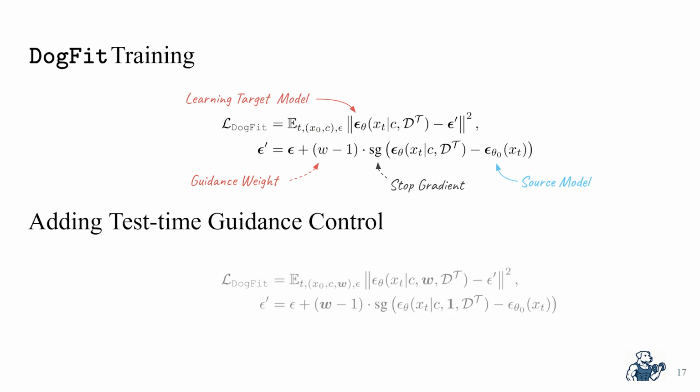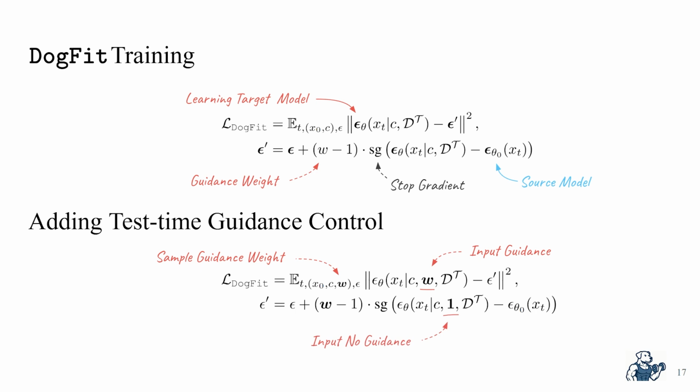DogFit also keeps what people love about guidance, controllability. We treat the guidance scale value as an additional input condition during fine-tuning, so at inference, we can dial the value up and down for the usual fidelity diversity trade-off. For this, we sample a guidance weight and then learn the relationship between the unguided and the guided model in a self-supervised manner.